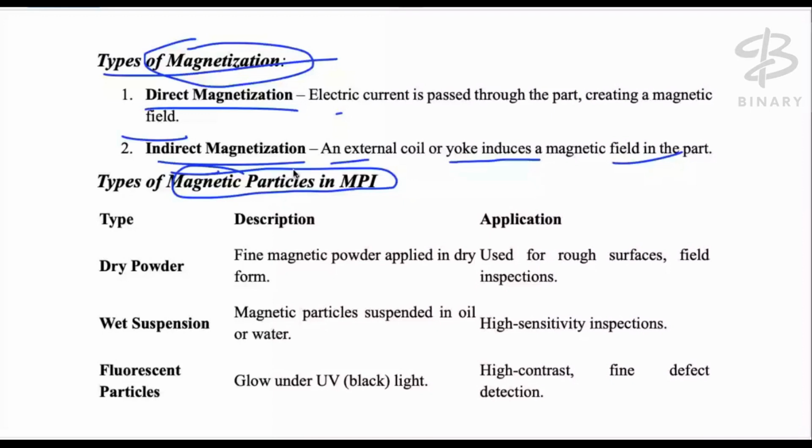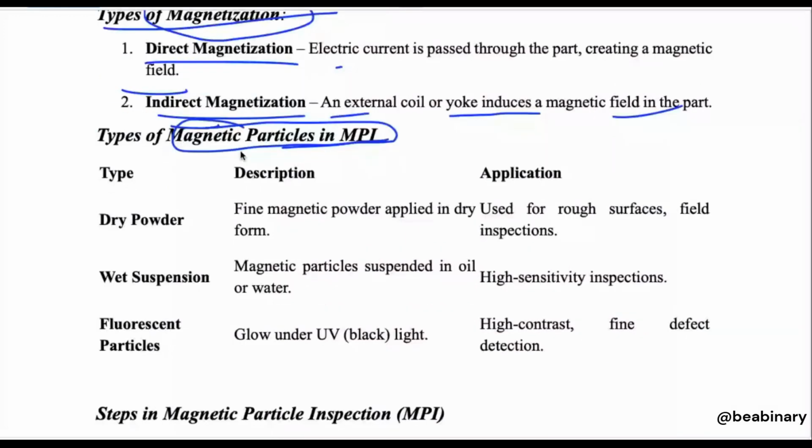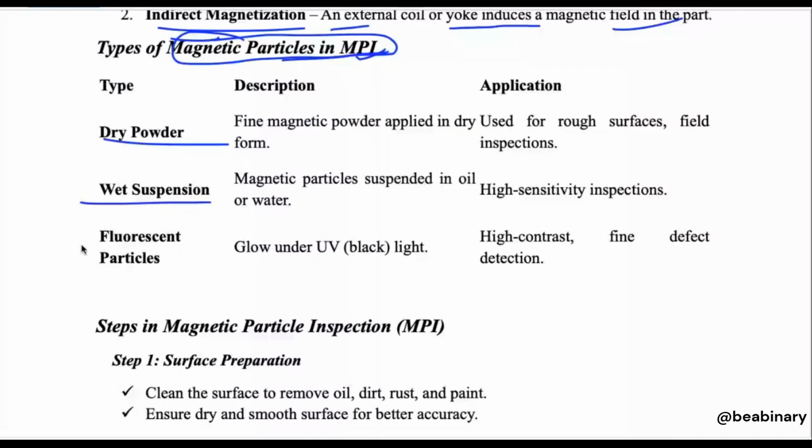So, types of magnetic particles in MPI. What are the magnetic particles that we use in MPI? The first one is dry powder, the second one is wet suspension, and the third one is fluorescent particles. These are all the magnetic particles that we use for MPI techniques. You must know all of these. For explanation, we have written the details here.